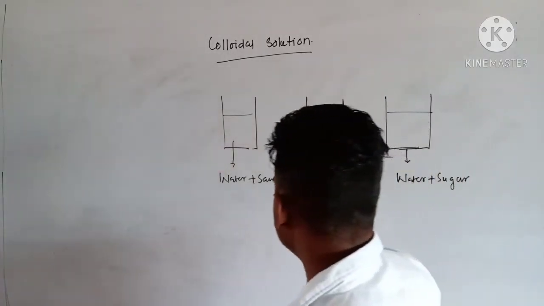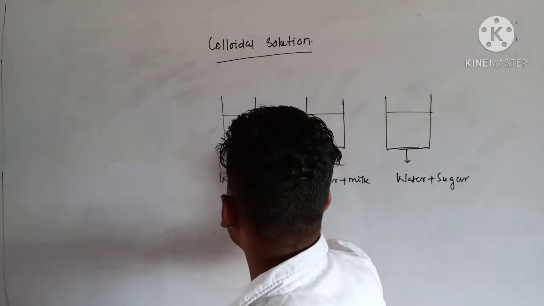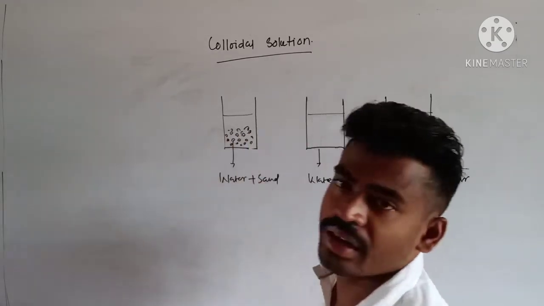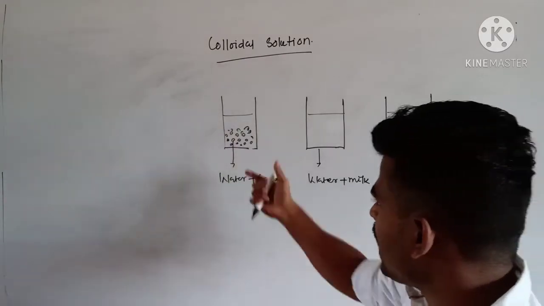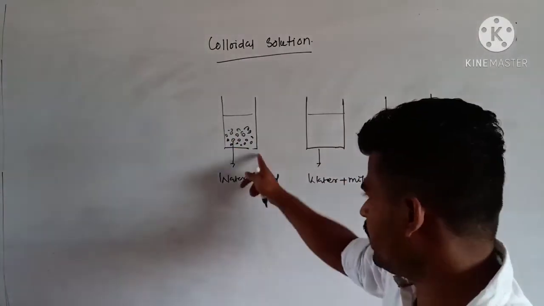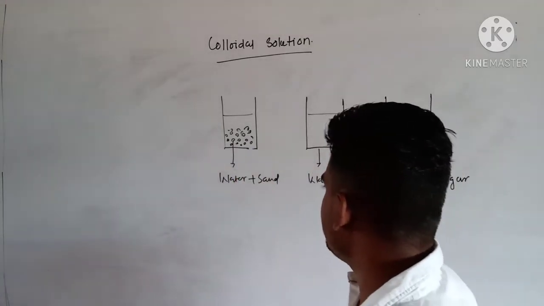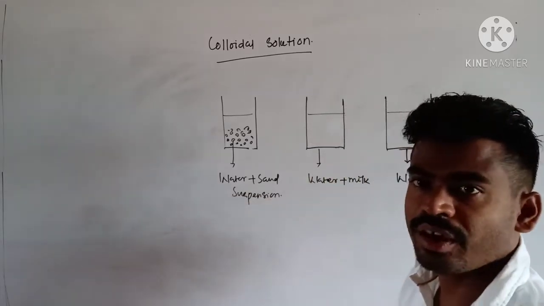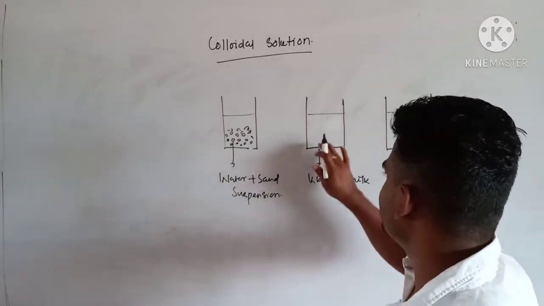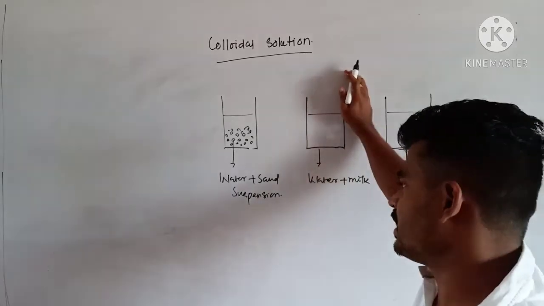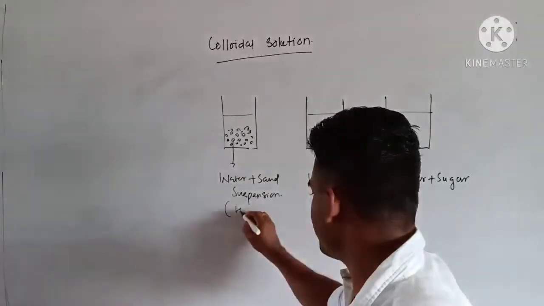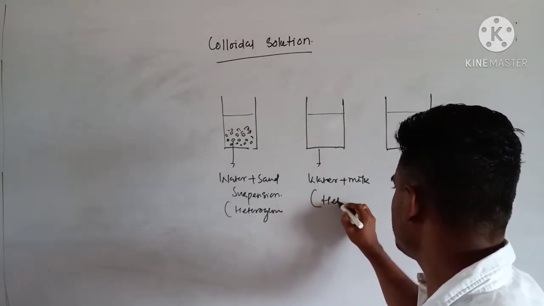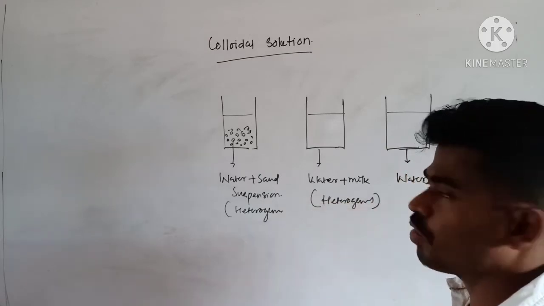You see here the sand particles do not dissolve in water, and it is clearly visible to the naked eye. So due to the large size and insolubility of sand in water, this type of solution is called a suspension. Now here water plus milk is not homogeneous at all. This one is heterogeneous, and the sand one is also heterogeneous, not homogeneous at all.